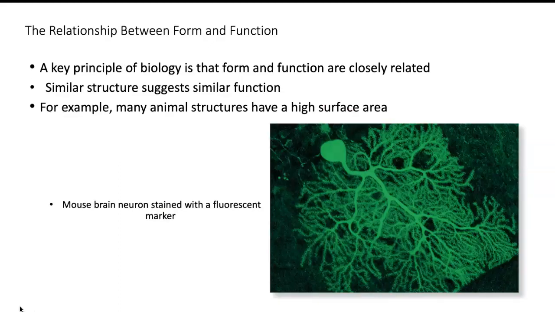This is a mouse brain stained with fluorescent marker. And look at the webbing, right? Look at all of the folds. Surface area is increased by that venation that you see throughout all of those neural cells.